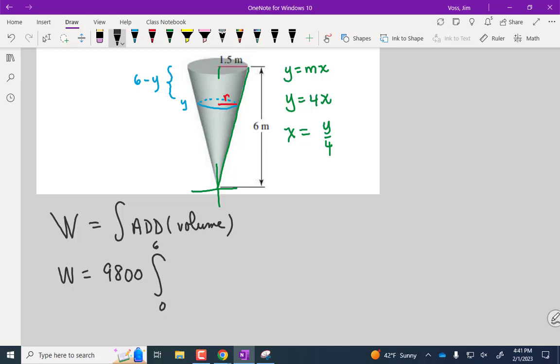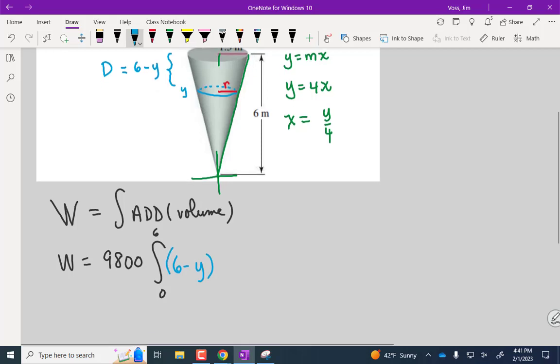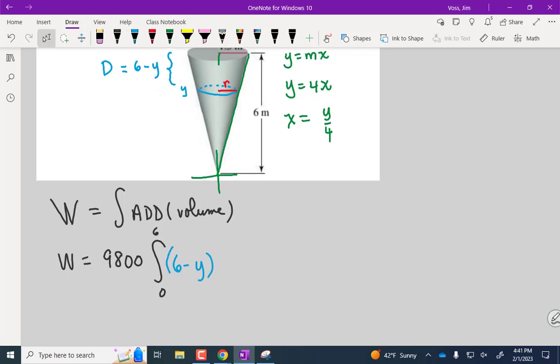So you're going to go 0 to 6, and then we have our first D done, and this is our second D: 6 minus y. Now volume, pi r squared is that cross-sectional area. So pi r squared, and we found our radius to be y over 4. So there's pi r squared, and then the thickness of our cross-section is going to be dy.